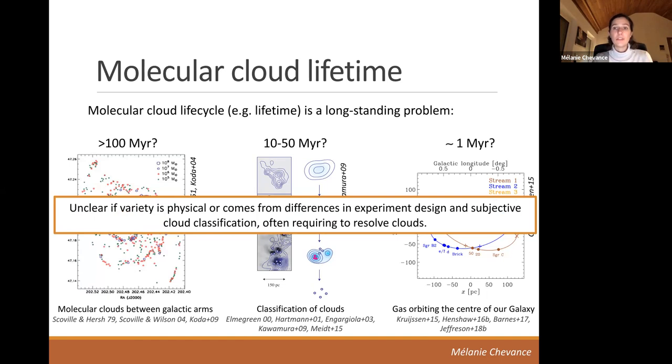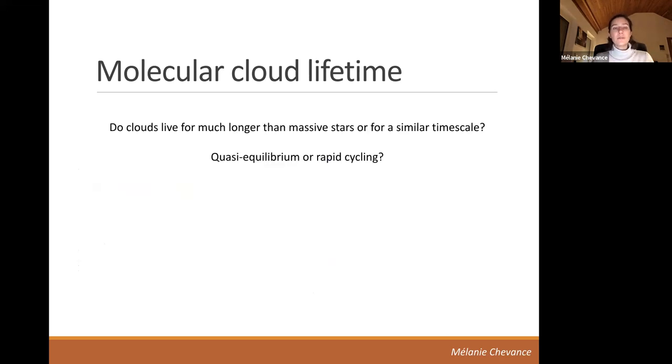in different environments, or if these differences come from different experiment designs and subjective cloud classification, for example, which often require resolving clouds, in the example of the second case here. So let's try to answer this question in a more systematic way. What do we want to know? If we take a step back, we want to know if clouds live for much longer than massive stars, or if they live for a similar timescale.